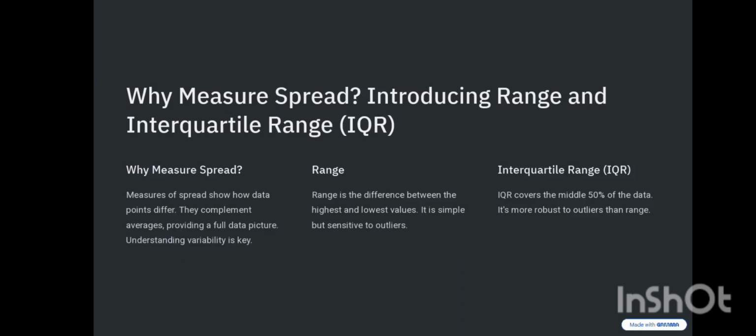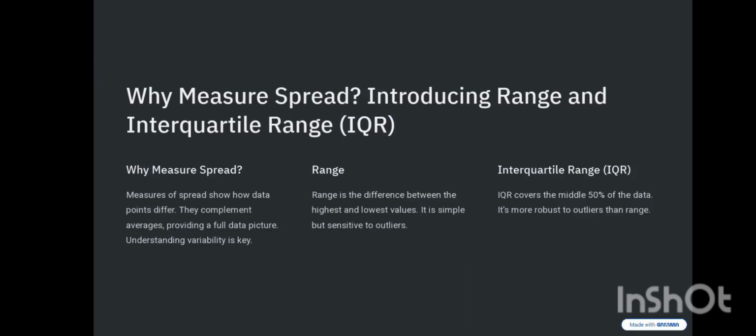Why measure spread? Introducing range and interquartile range. So first, why measure spread? Measures of spread show how data points differ. They complement averages and provide a full data picture. Understanding variability is key. While measures like the mean or median tell us the center of a data set, they don't show us how the data varies. That is where measures of spread come in. So this is the measure of spread.